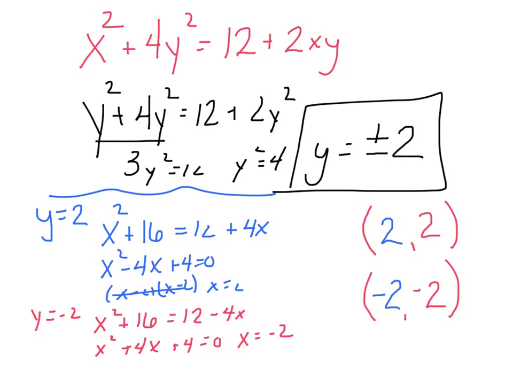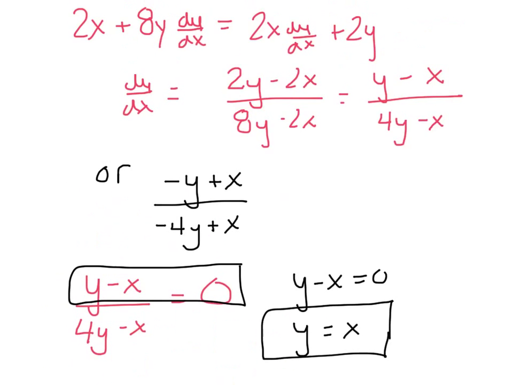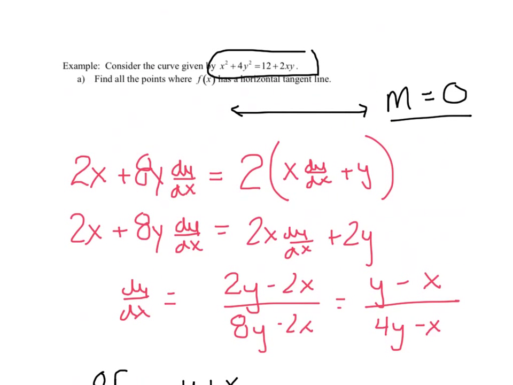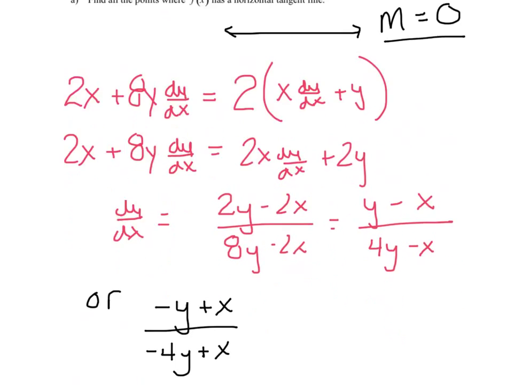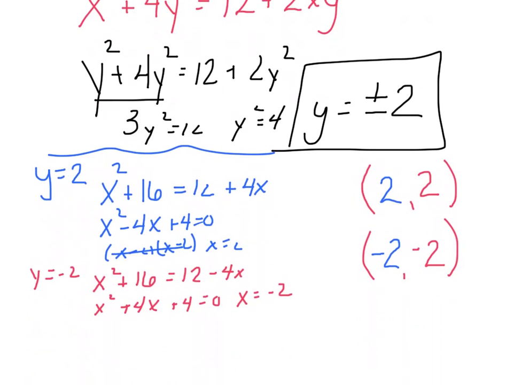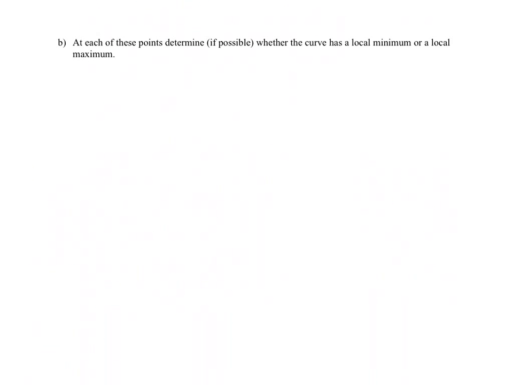All right, so did we answer the question? Let me scroll back up here. The question said, find all the points where f of x has horizontal tangent lines. And we finally did. We have horizontal tangent lines at the points (2, 2) and (negative 2, negative 2). All right, part B. At each of these points, determine, if possible, whether the curve has a local maximum or local minimum. So let me recall what my 2 points were.